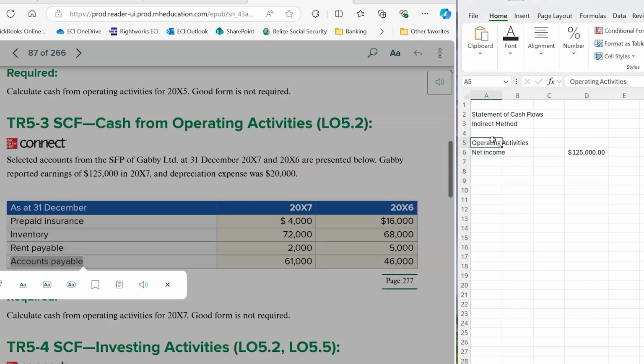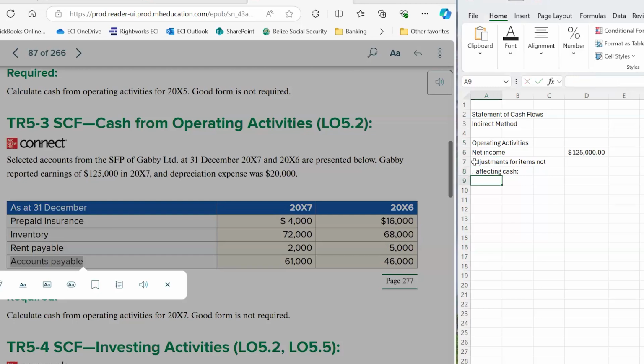Now, the problem with doing a cash flow statement is there are items that do not require cash, and we have to back these out. So these are going to be called adjustments, and basically, it's for items not affecting cash. So that's the first thing we have to do. So adjustments for items not affecting cash.